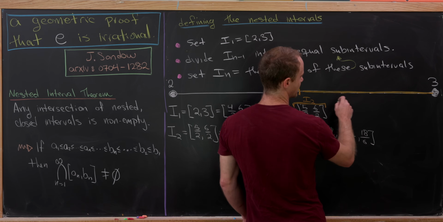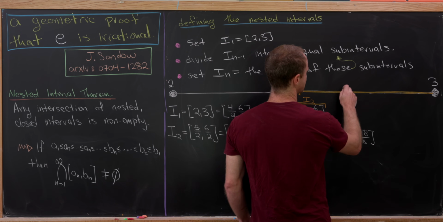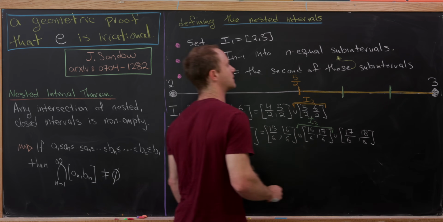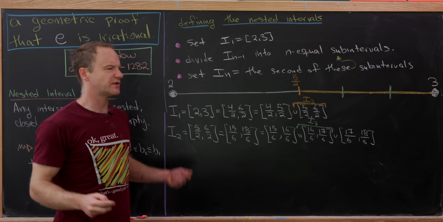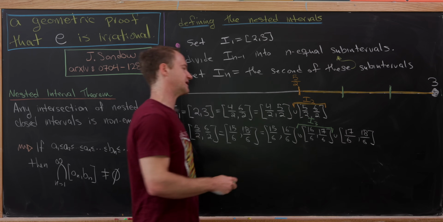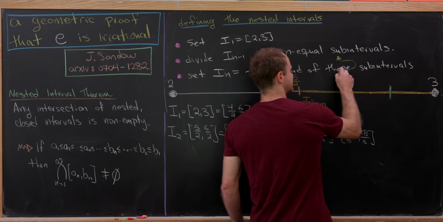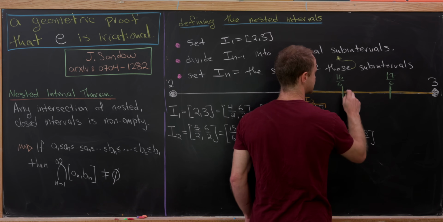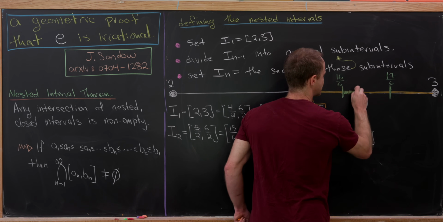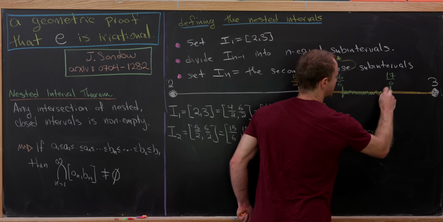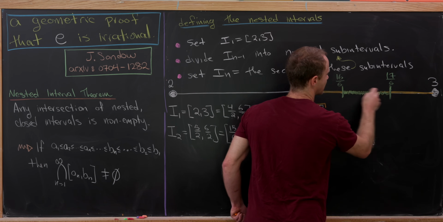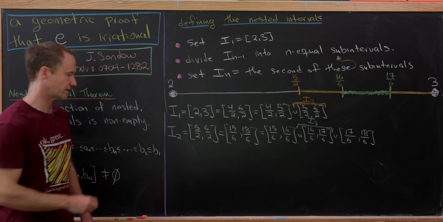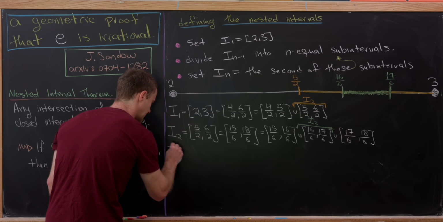Now let's do that over here. So we'll split this into 3 pieces. We won't be super careful about it, but we'll be a little precise. So there's 3 semi-equal pieces. We'll note that this is 16 over 6 and this is 17 over 6. And we'll shade in the middle corresponding to the green color that we're using down here. So there it is. There's our I sub 3. Now let's bring that down.